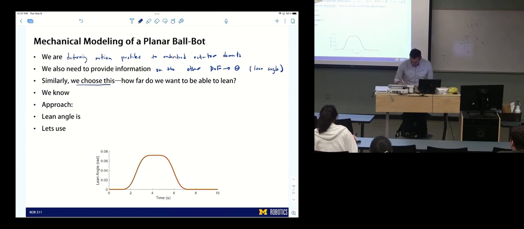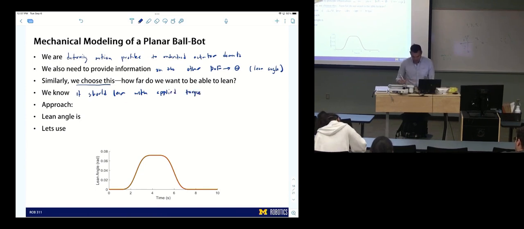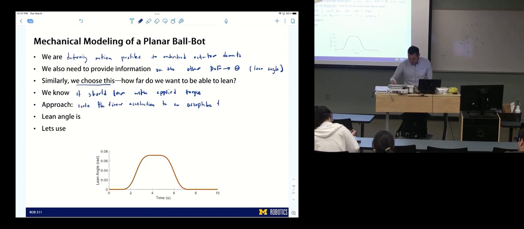So we know this should lean with torque. So our approach is to scale the linear acceleration to an acceptable trajectory. What do I mean by acceptable?